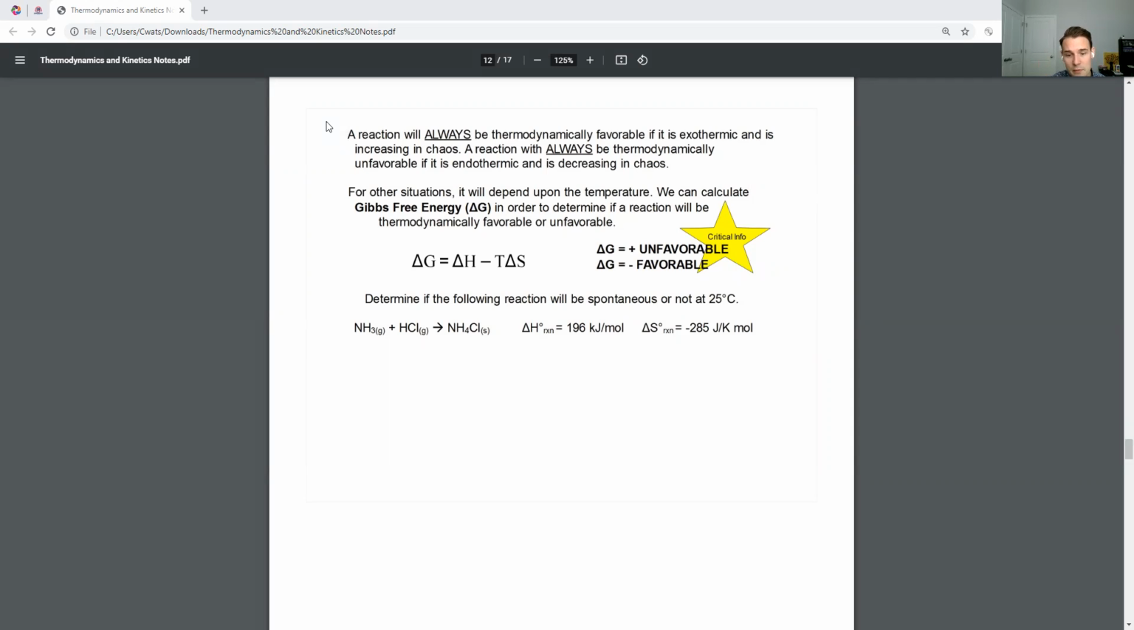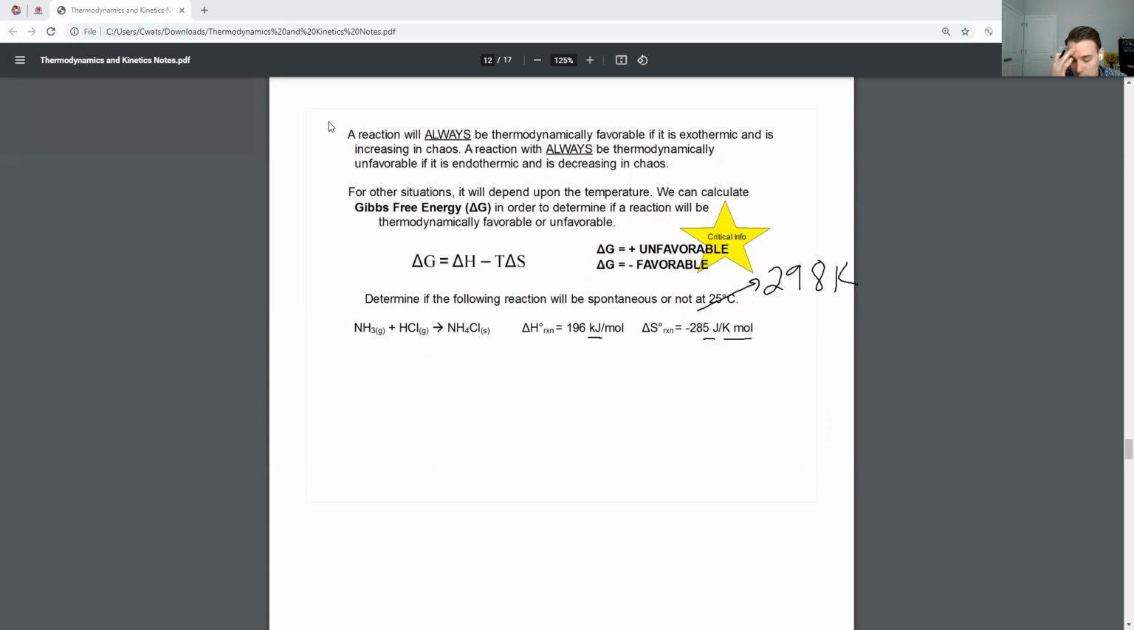So we want to determine if this reaction will be thermodynamically favorable or unfavorable at 25 degrees Celsius. We're given the equation, we're given a delta H and a delta S. We just need to determine delta G. So if you look at this equation and these units, kilojoules, joules per mole times Kelvin, I'm going to take this 25 degrees Celsius and turn it into Kelvin, 298 Kelvin.